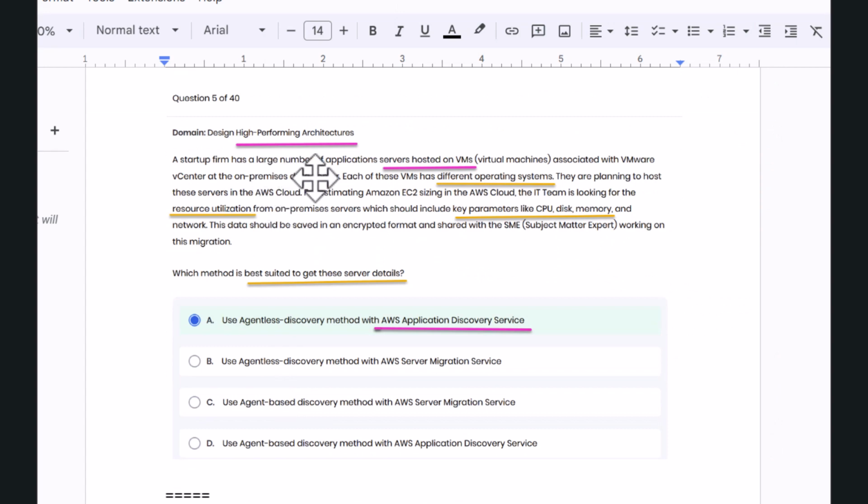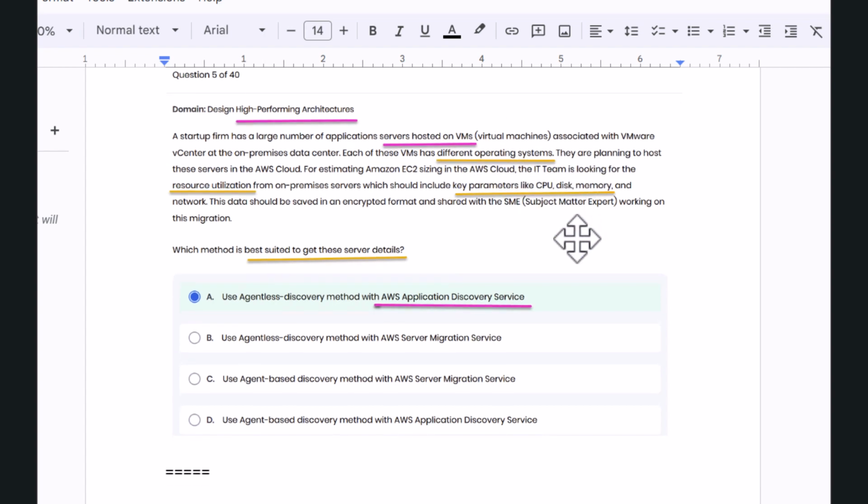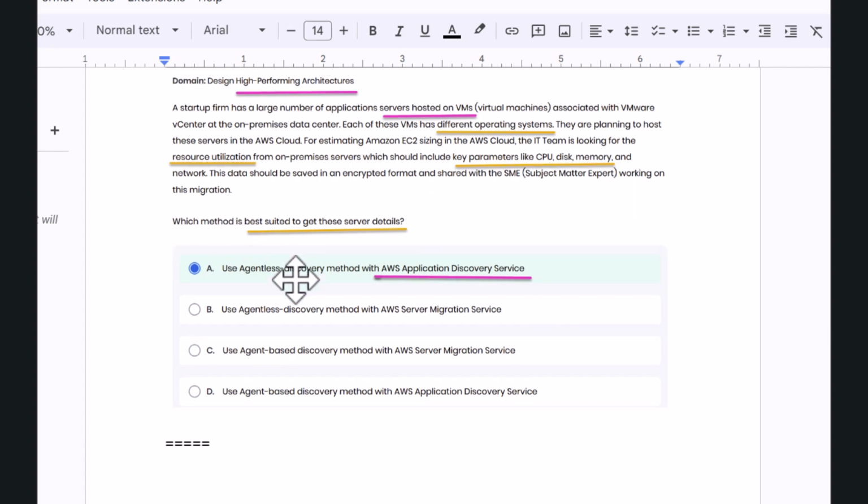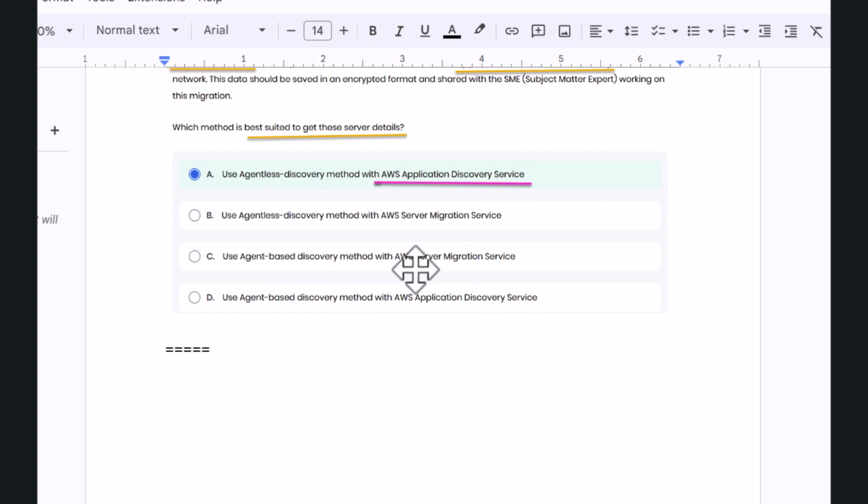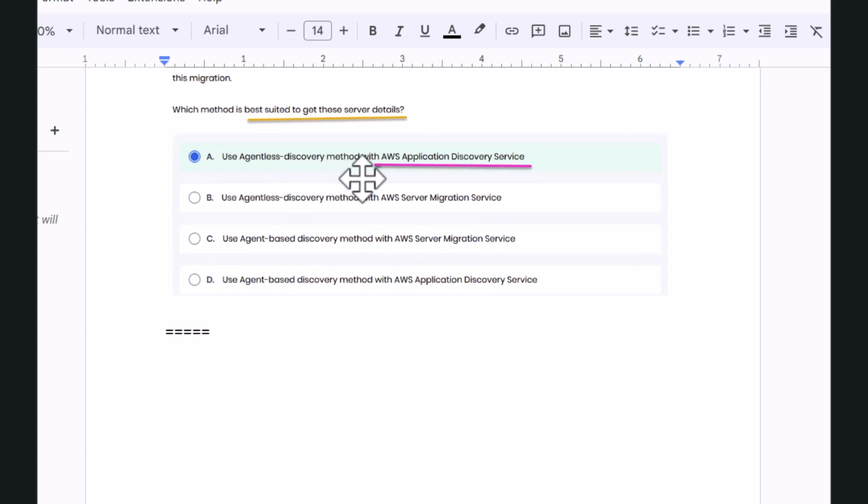Design high performance architecture. Over here, what you have to remember is large number of application servers hosted on VMs, that is virtual machines. This has different operating systems, and also the resource utilization is different from the on-premise servers, which should include key parameters like CPU, disk, and network. The data should be saved in encrypted format and shared with the subject matter experts. Which method is best suited to get the server details? The answer is agent discovery method with AWS application discovery services.